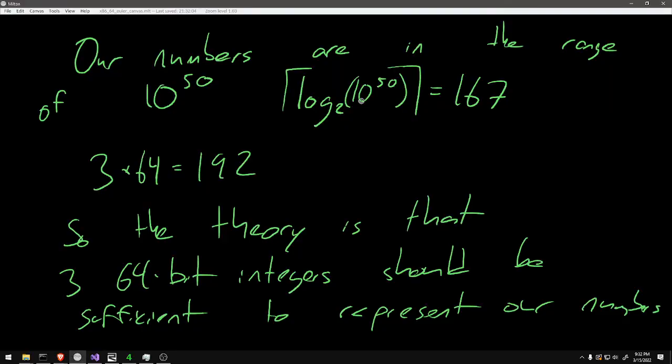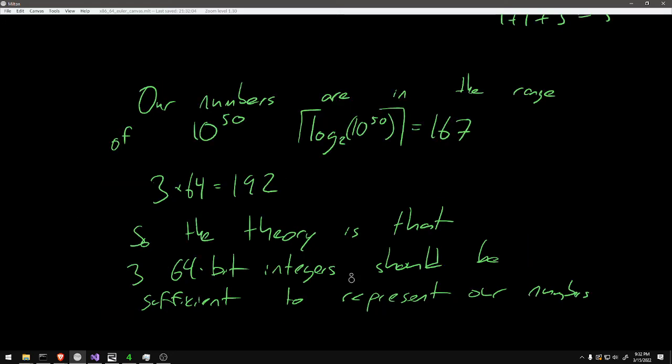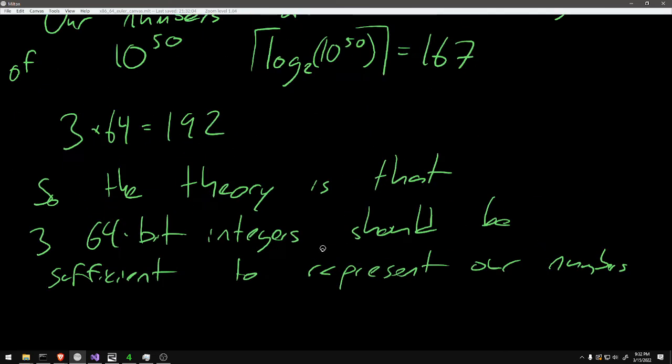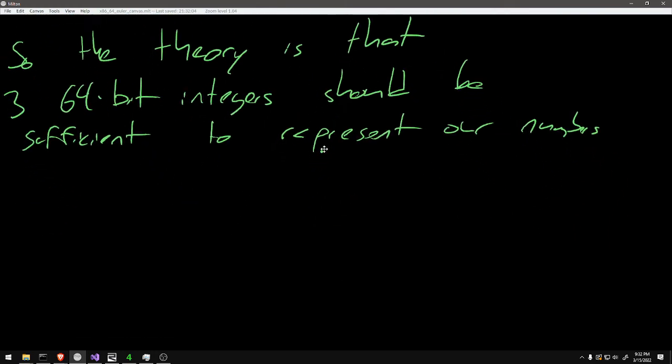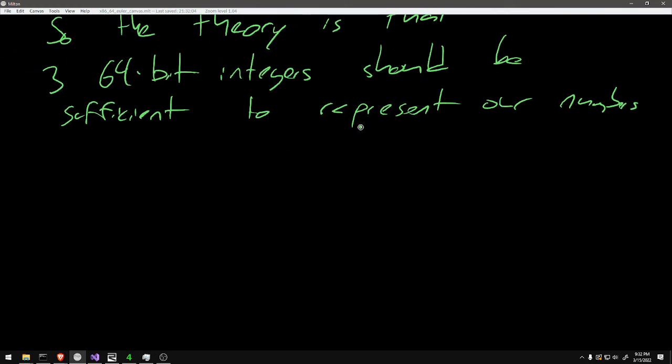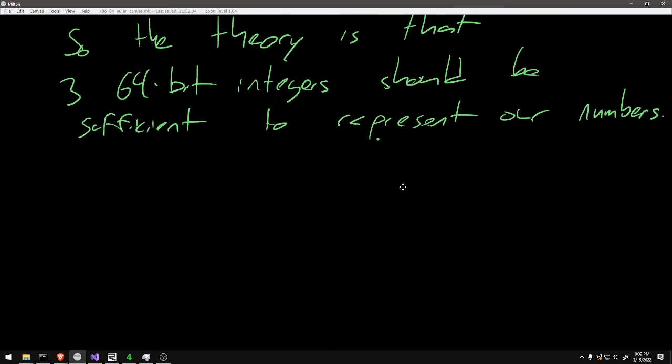I said our range was 10 to the 50. Maybe I should have said 10 to the 52. But I still think we would have ended up at 192, right? Because that's just 100x, and this here is like a million x. So when our number of bits goes up by that much, that is. Okay. So we should be able to represent our numbers using 3 64-bit integers.